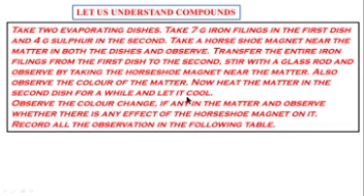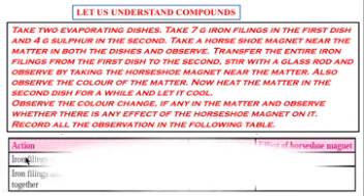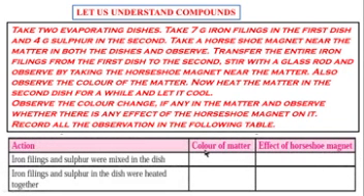Now heat the matter in the second dish for a while and let it cool. Observe the color change, if any, in the matter and observe whether there is any effect of the horseshoe magnet on it. Record all the observations in the following table. See this table. Action: iron filings and sulfur were mixed in a dish. Color of matter: yellow and blackish. Effect of horseshoe magnet: iron filings stick to the magnet.